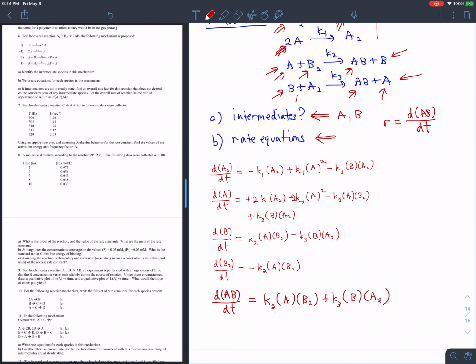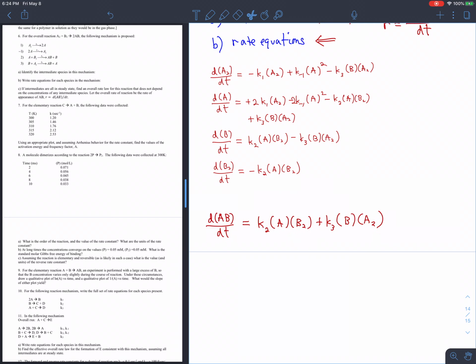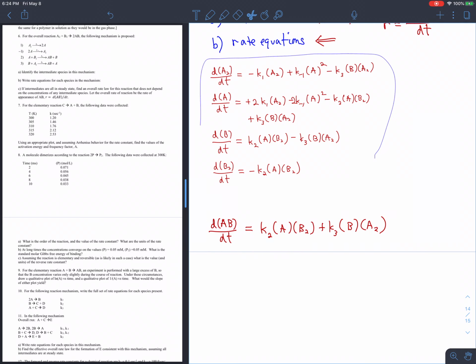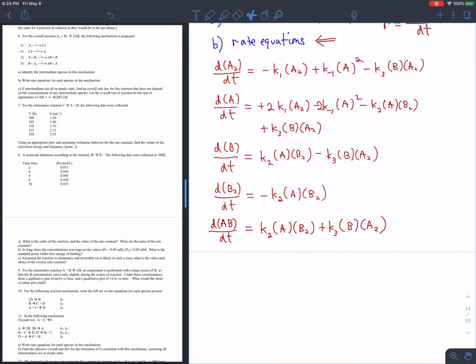All right, so that's all of our elementary rate equations. Let's make this a little bit neater here. Expand this out a little bit as much as I can. There we go. All right.